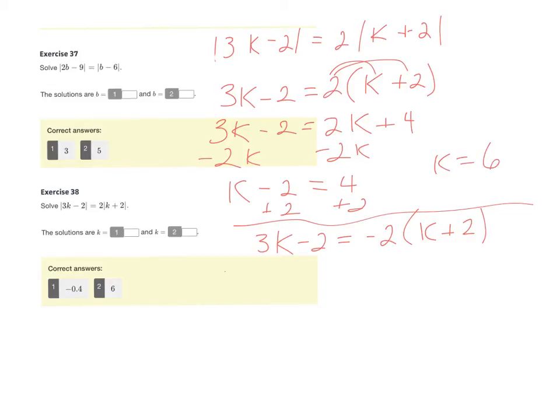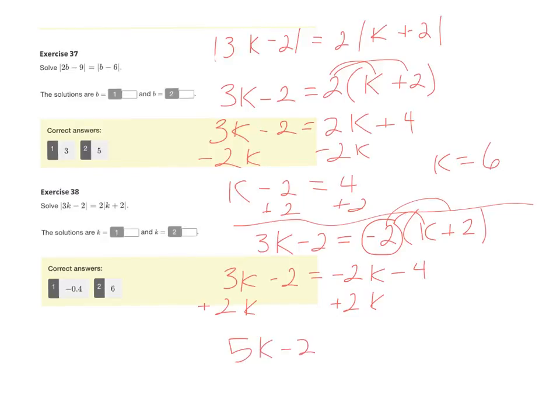On the bottom equation, we're going to have 3k minus 2 is equal to, distributing negative 2, negative 2 times k is negative 2k. Negative 2 times positive 2 is negative 4. I'm going to add 2k to both sides. That gives me 5k minus 2 is equal to negative 4. Add 2 to both sides. I get 5k is going to be equal to negative 2. Divide both sides by 5. I get k is equal to negative 2/5, which is negative 0.4.